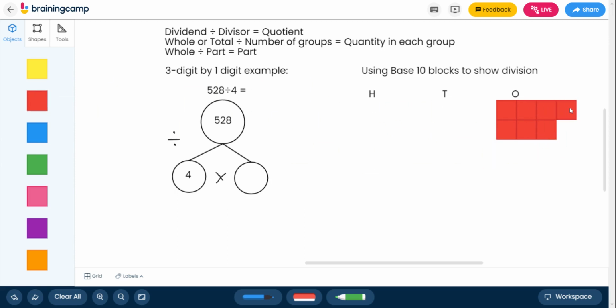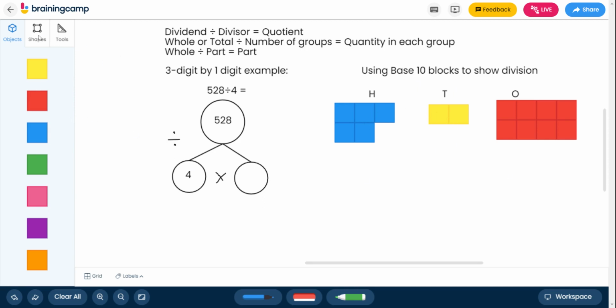So my hundreds will be the blue block. 2 tens. So I'm going to put 4 of these. 5 of these, sorry. This is my dividend. This is what my dividend looks like. Now, of course, using these as a substitute for the actual base 10 blocks is not a problem. It's color-coded for that reason, to show what happens with the regrouping.